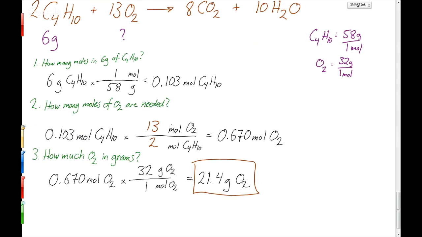So if we go back up to our equation here, through that three-step process, we've calculated that for 6 grams of butane, we need 21.4 grams of oxygen. Now we can go into the lab, take our 6 grams of butane, take our 21.4 grams of oxygen, put them together and have a good reaction that doesn't have leftovers. So that's the process.